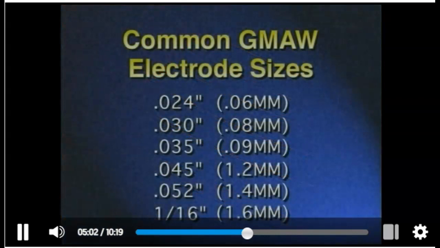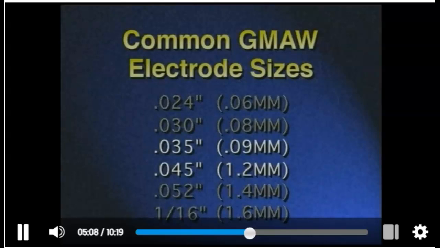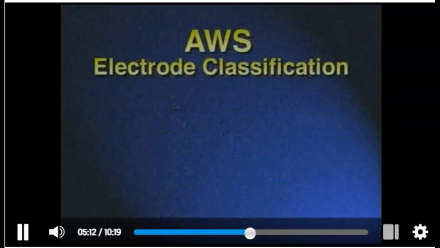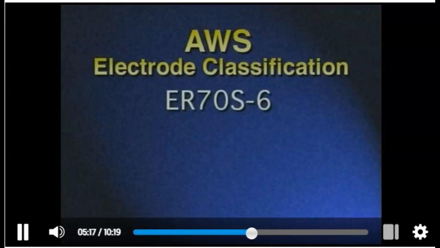There are several wire diameters available for gas metal arc welding. However, the most common are 35 thousandths and 45 thousandths of an inch. The American Welding Society uses a series of letters and numbers, such as ER70S-6, to classify gas metal arc electrode wires.